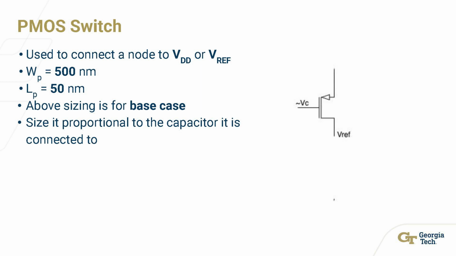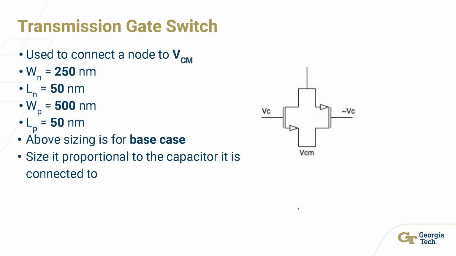The PMOS switch is used to connect a node to VDD or VREF. And similarly, in this case, the sizing will scale based on the capacitor the switch is being connected to. Next, we will use a transmission gate switch, which is used to connect a node to VCM. So this consists of an NMOS and a PMOS in parallel, and the sizing is similar to the NMOS and PMOS switch.